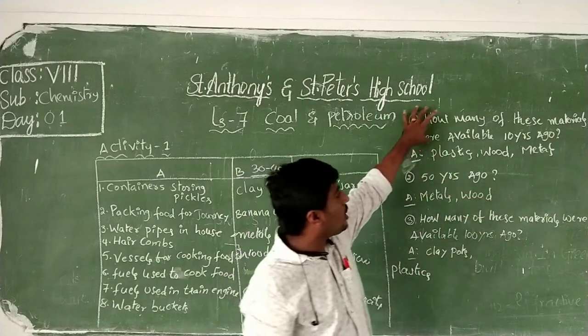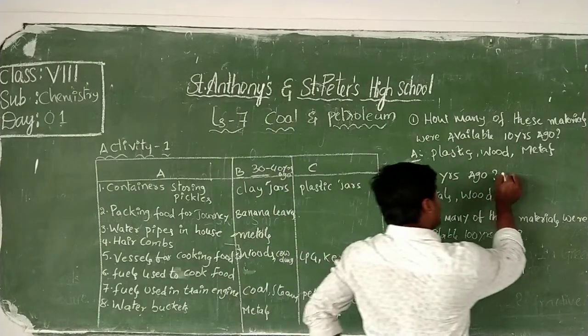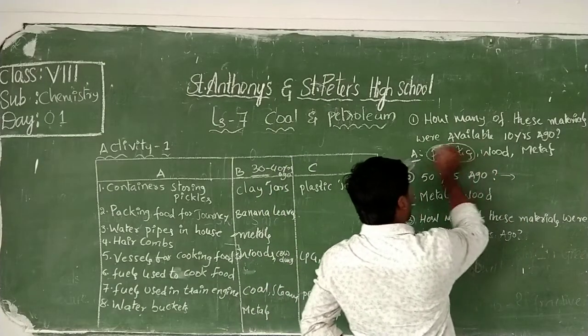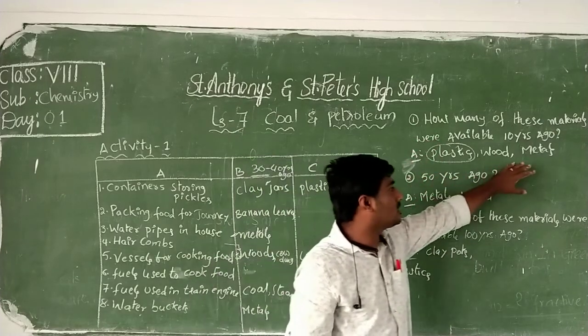Next one, how many of these materials were available 50 years ago? Means 50 years ago, did they know about plastics? No, they didn't know about plastic. They knew only about metals and wood.